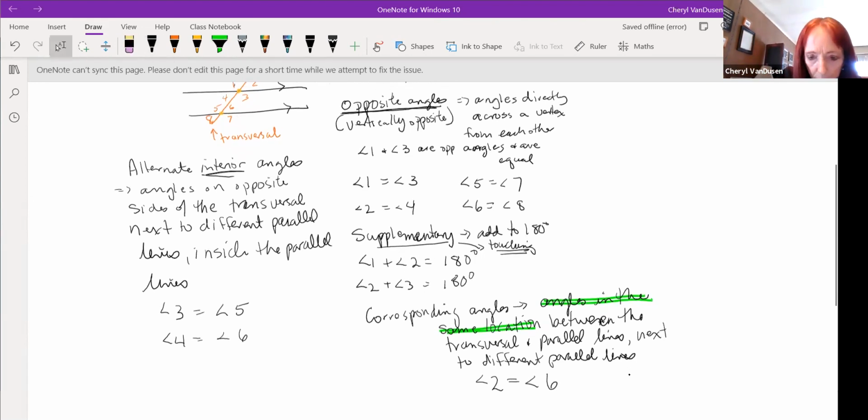Another set, my picture's kind of going out of sight. I don't want to have to go too far. Angle 1 is equal to angle 5, because they're in the same position. And then 4 and 8, and 3 and 7. Okay, so we can put that down as well. Angle 4 would equal angle 8. Angle 3 would equal angle 7.